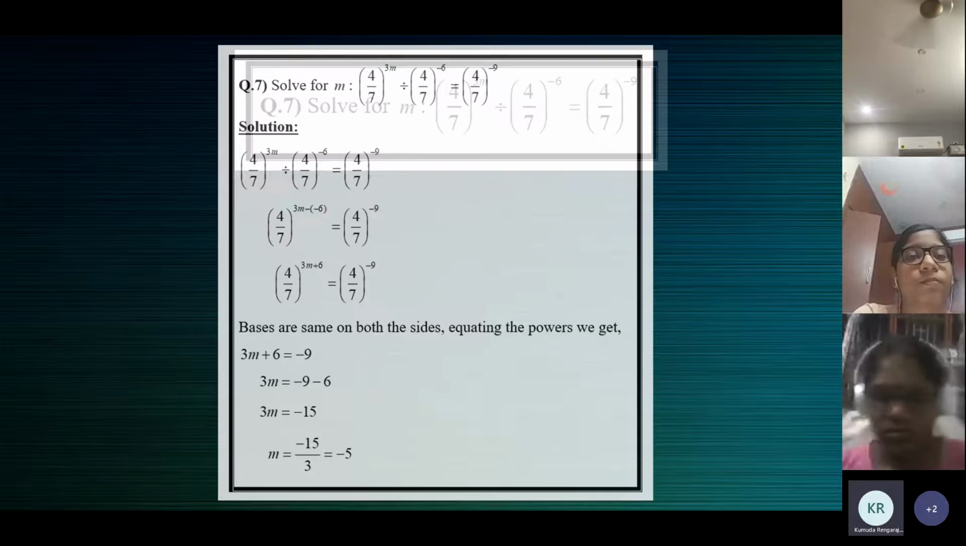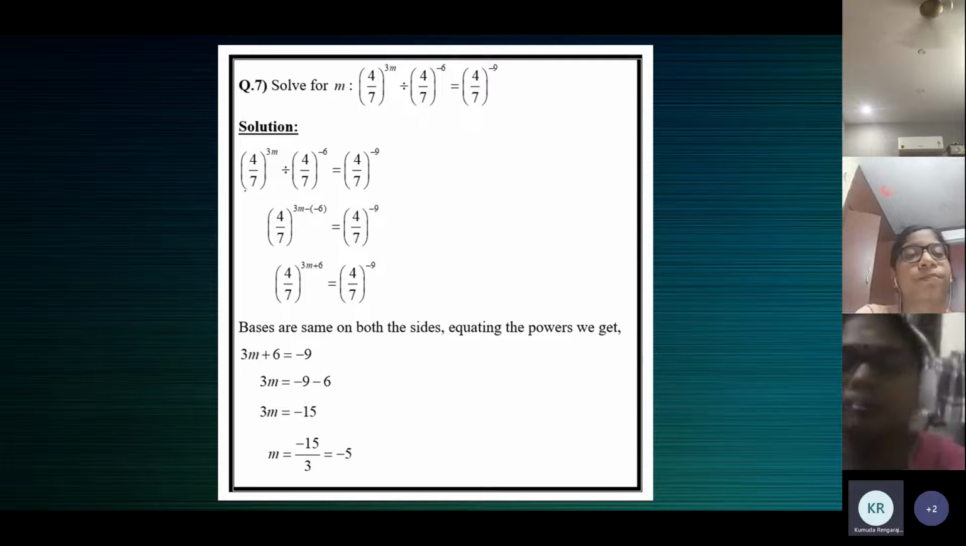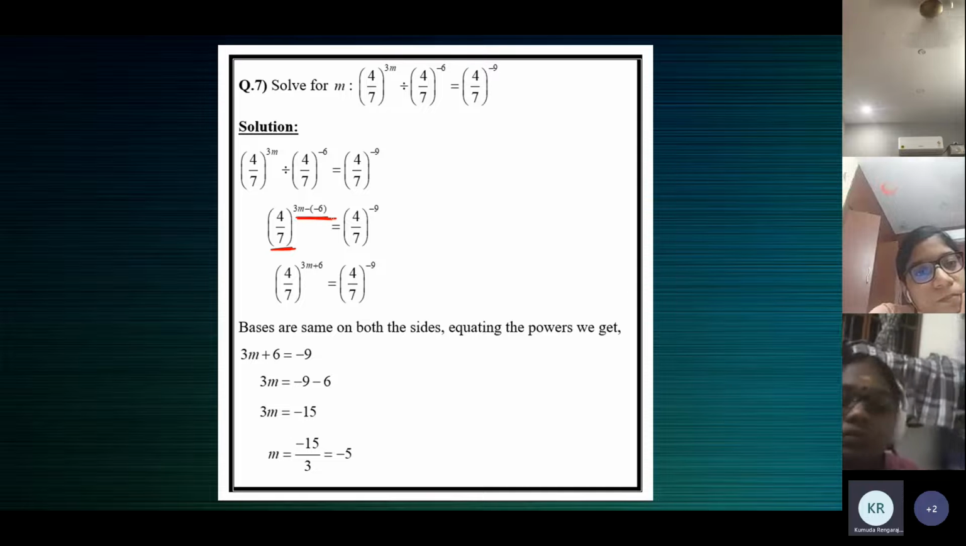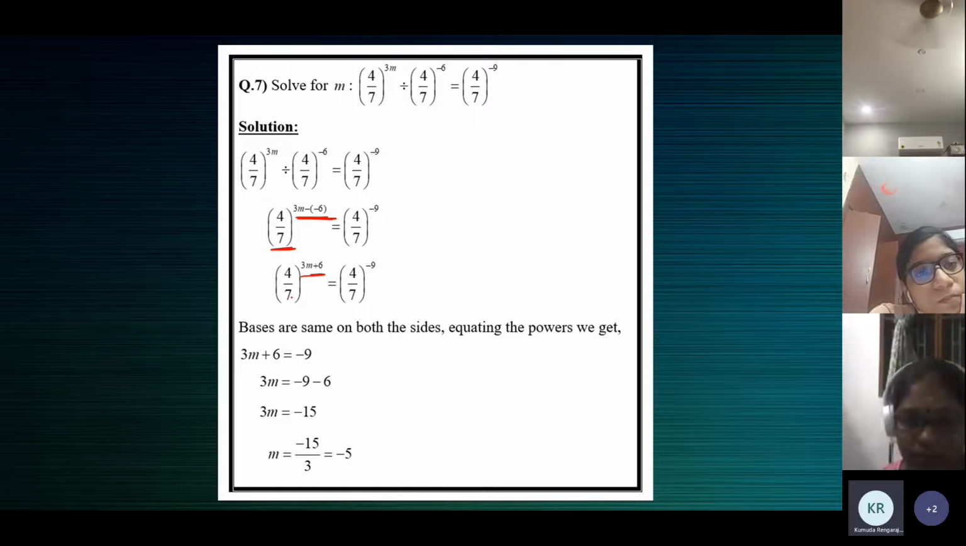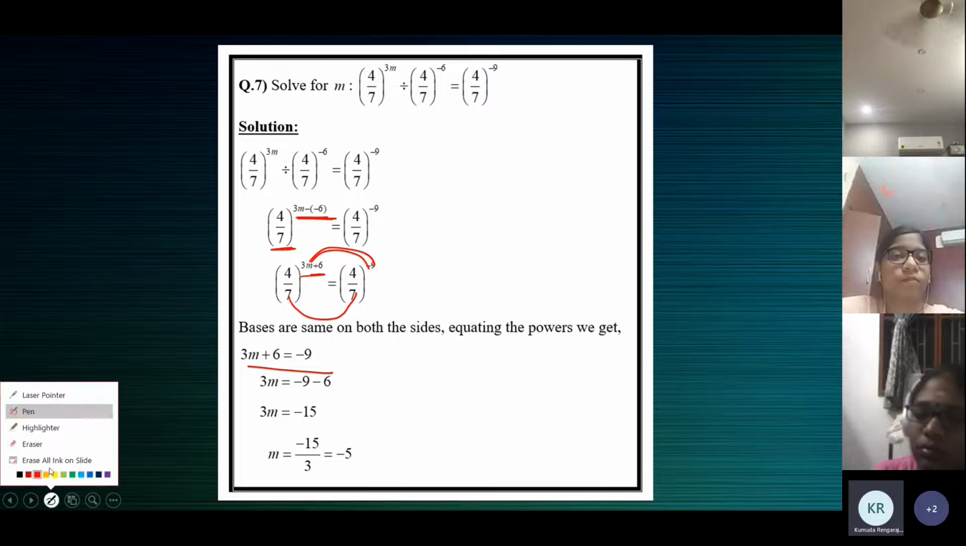That's what we have done here. That's exactly what we have done here. We have straightaway applied the law. So we write the base once and we subtract the powers. We get this. And next we say on either sides the bases are same. So we equate the powers. On either sides, left hand side, right hand side, when the bases are same, we equate the powers. So 3m plus 6 is equal to minus 9. And on solving that, we find the value of m.